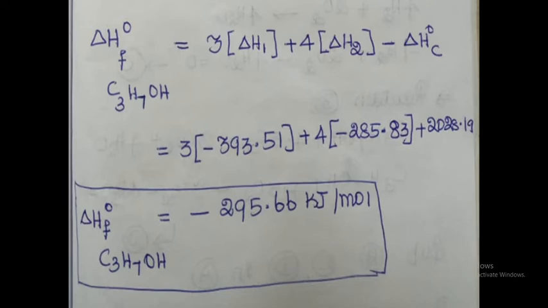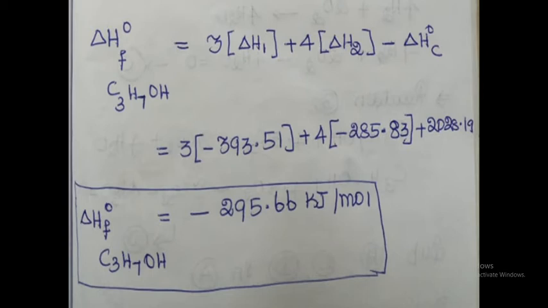That is 3 into delta H1, and multiply equation 2 by 4, 4 into delta H2. Then add these two equations: 3 into delta H1 plus 4 into delta H2. And we have to subtract the rest of the reaction in the given problem, that is minus delta H naught C. Are you clear or not?